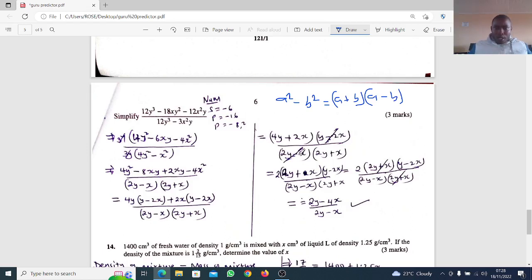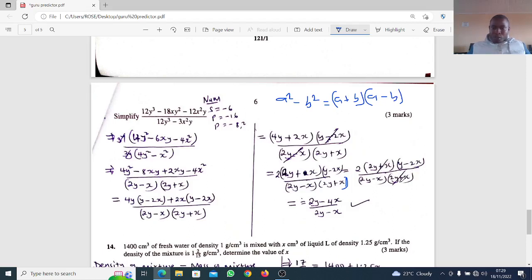So when you go further, you can factorize this further with a 2 common factor: 2 into 2y plus x into y minus 2x, all over the denominator, which remains as it is. So that is 2 into 2y plus x, y minus 2x, all over 2y minus x, 2y plus x.